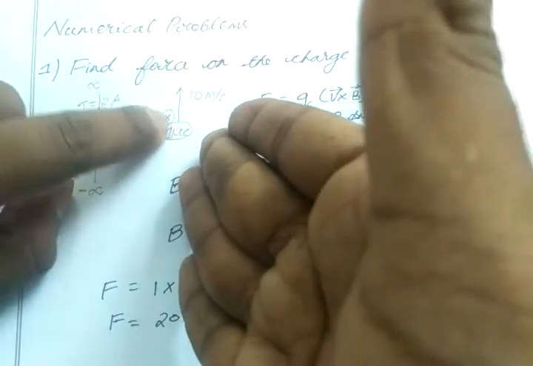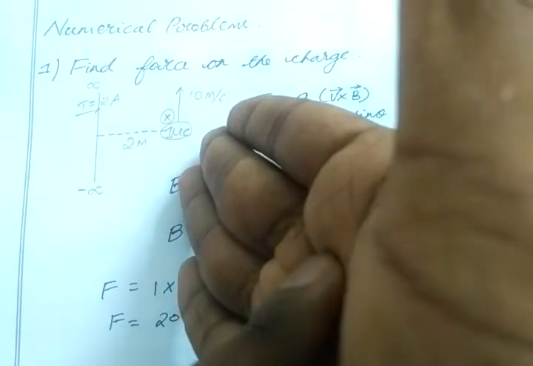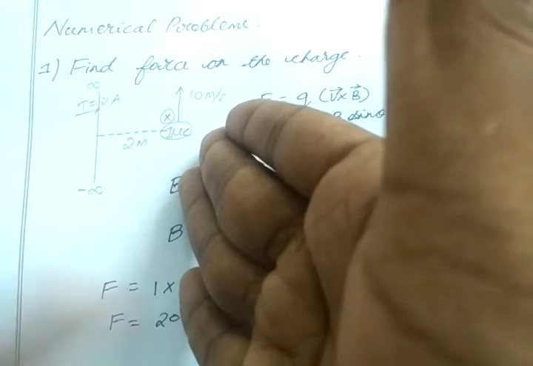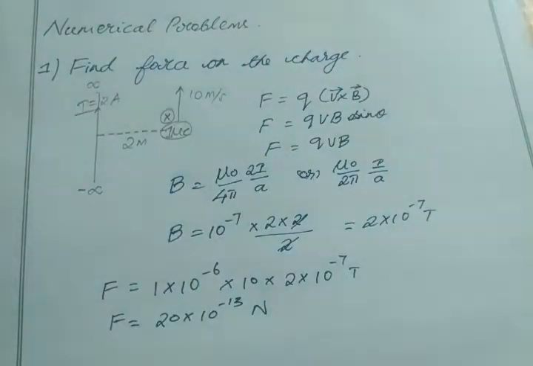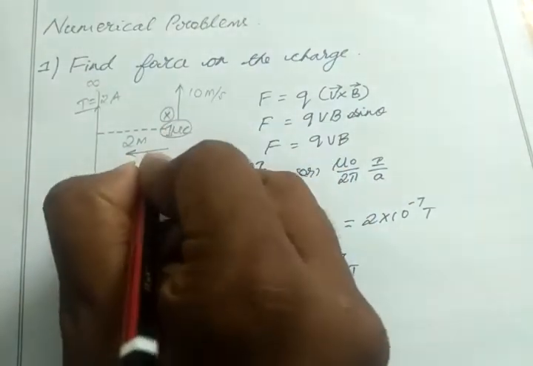So which is my motion? Here 10 meter per second upwards. So this is my thumb, which shows the motion of charge. Then my palm shows the direction of magnetic force. So my palm is showing the left hand side direction, towards the left side. So this is my direction of force. You try it yourself, you will get the same answer.